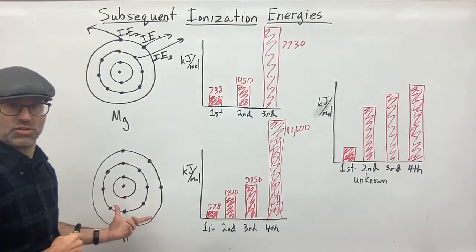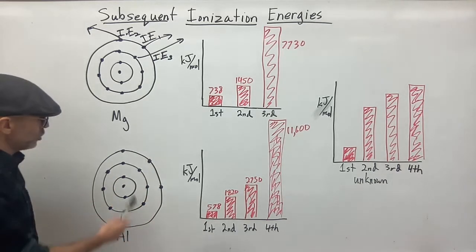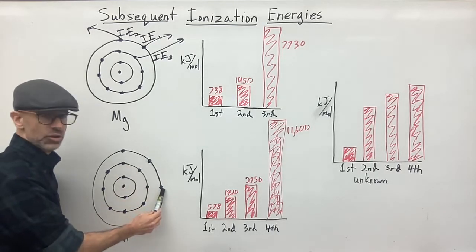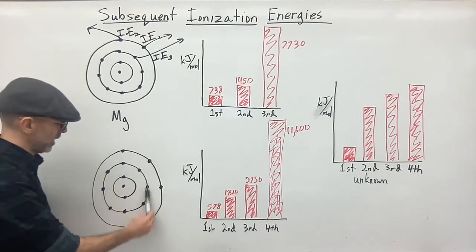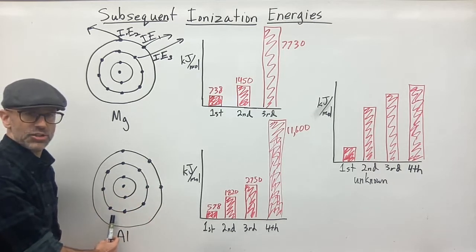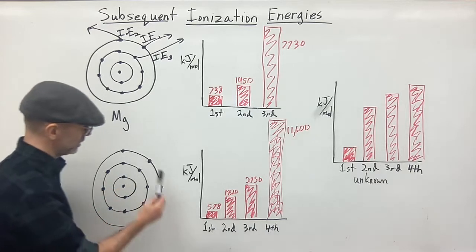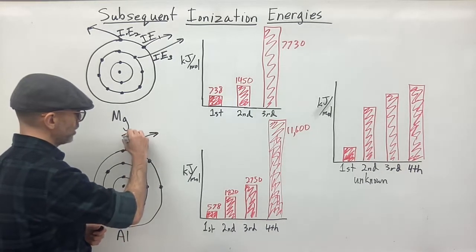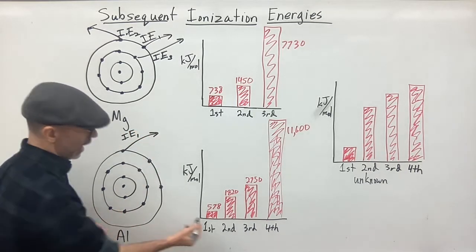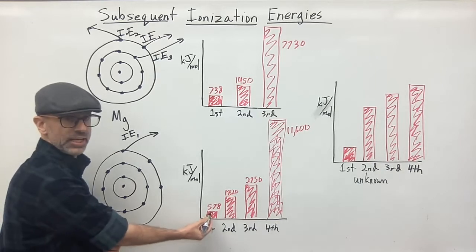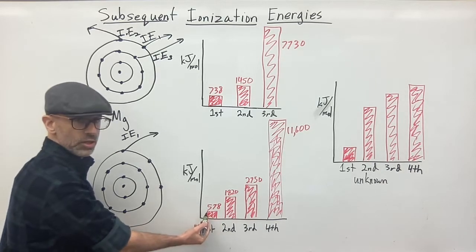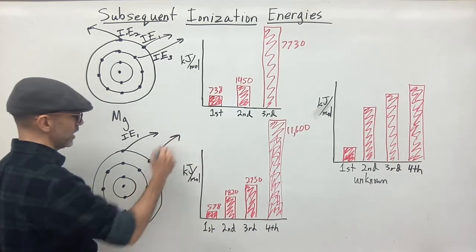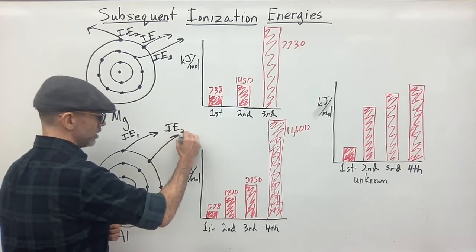Let's go ahead and do aluminum for another example. So aluminum here has 3 valence electrons. So these 3 valence electrons are removed first before we get into the second energy level. So what we notice again is when we take away that first electron, we put in our first ionization energy. That is only about 578 kilojoules per mole. So relatively small amount. Then we take away the second electron.